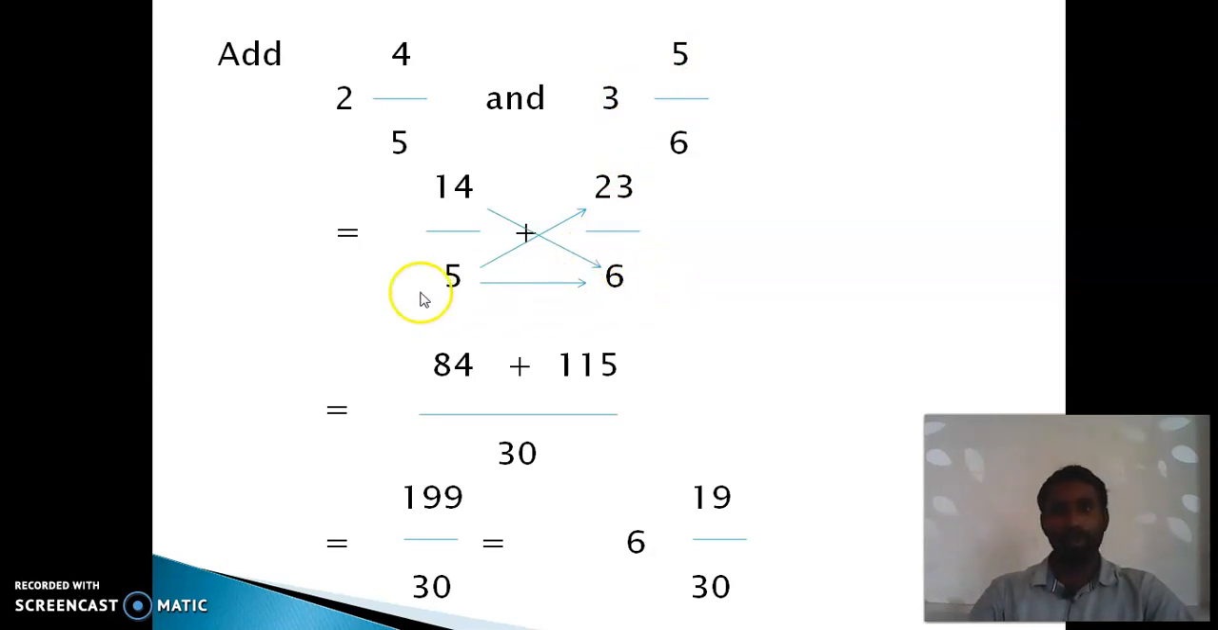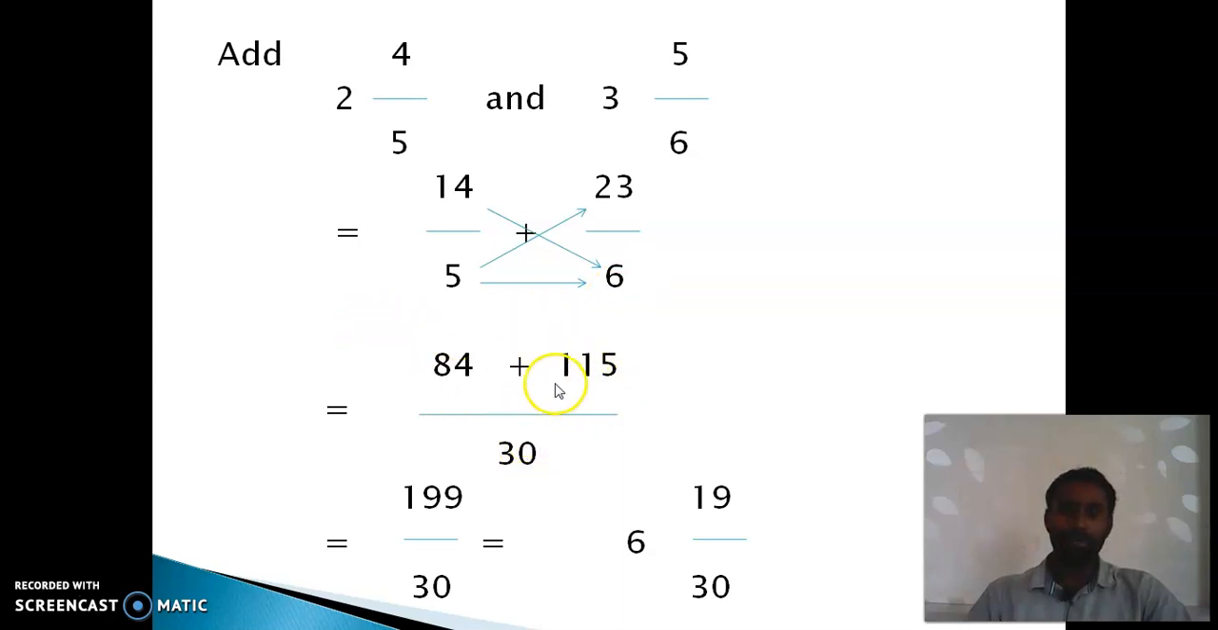Okay, now you have to look at the denominator. So denominators are not same. That means unlike fraction. So what we do? We have to put arrow mark from this number to this number, opposite, that you have to put arrow mark. Okay, this arrow mark represents multiplication. So 14 into 6, 84. 5 into 23, 115. 5 into 6, 30.